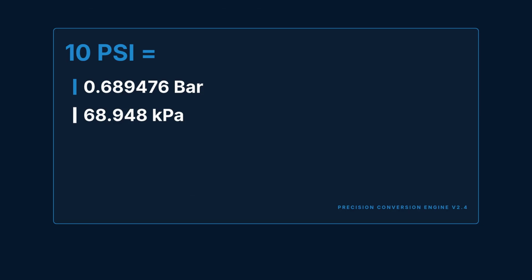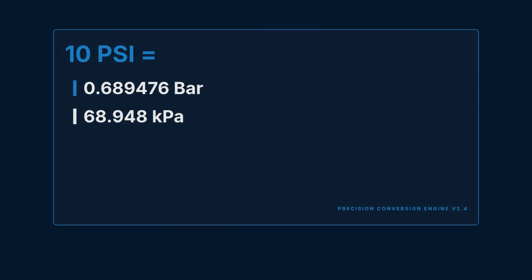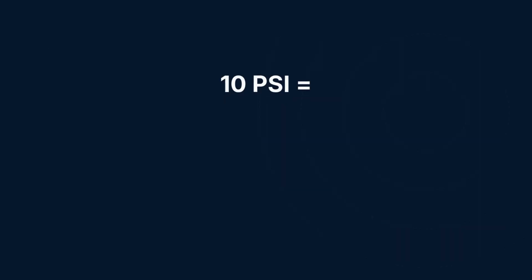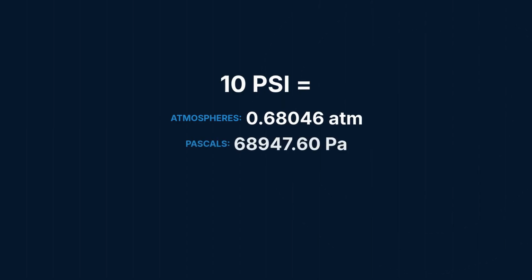It equals 68.948 kPa, the SI unit preferred in scientific applications. We get 0.68046 atmospheres, useful for comparing to standard atmospheric pressure. The result is 68947.60 pascals, the base SI unit.